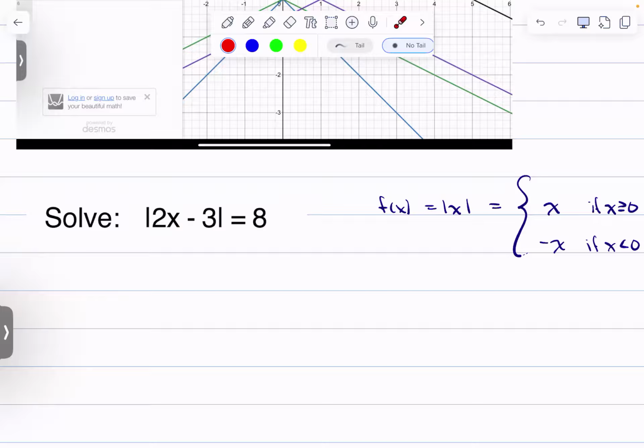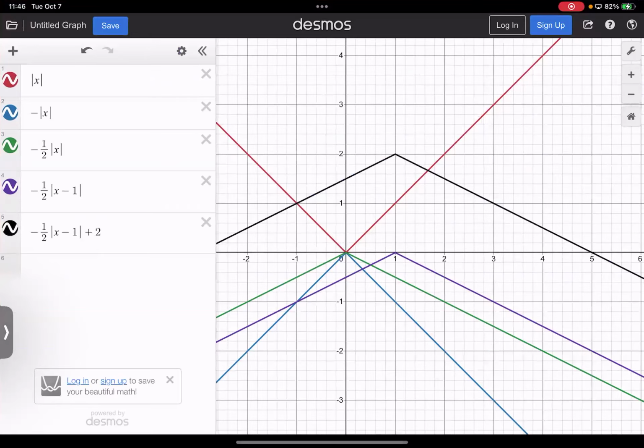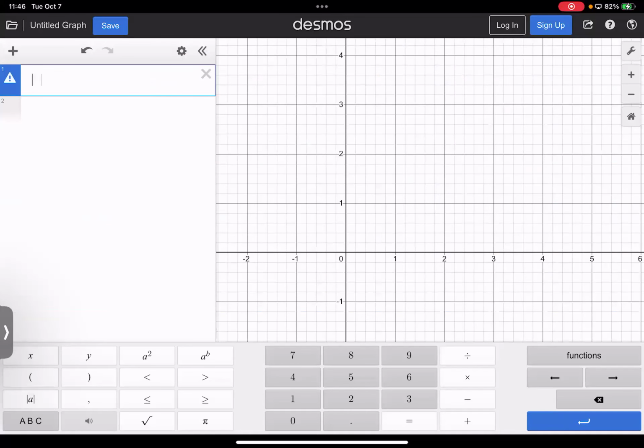Or I think the easier way to do it is you could say it has to be negative 8. That's probably the easier way to do it. Thinking about the absolute value of 2x minus 3, I've done some shrinking or expanding on the x, and minus 3 shifted it over. So we can graph this. I noticed that it has the 2x inside of the absolute value brackets.